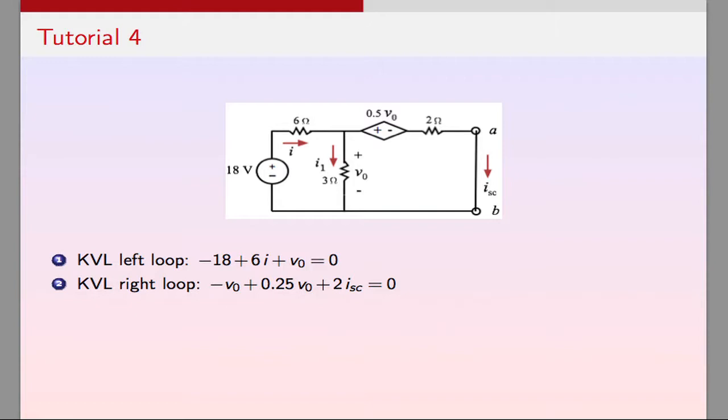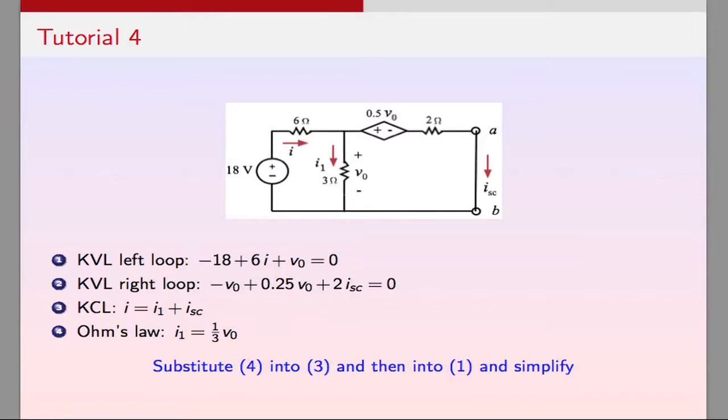This gives the following. I is equal to I1 plus I short circuit. Now these are three equations, but we now have a fourth unknown, which is I1. However, I1 can be expressed in terms of the voltage V naught through Ohm's law. So we have I1 is equal to V naught divided by 3.